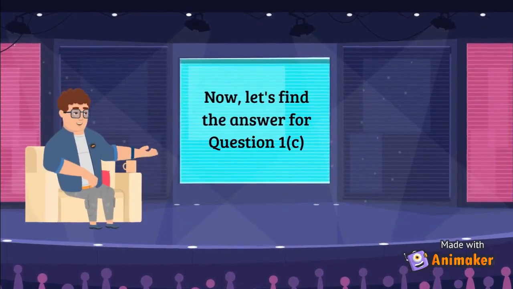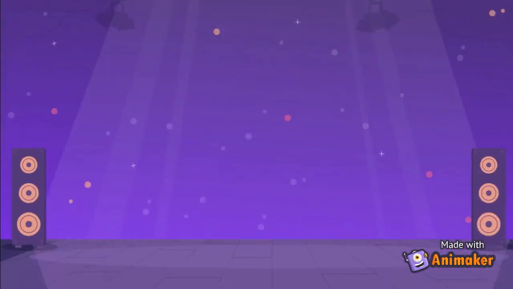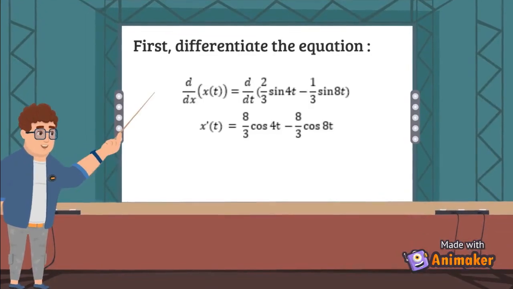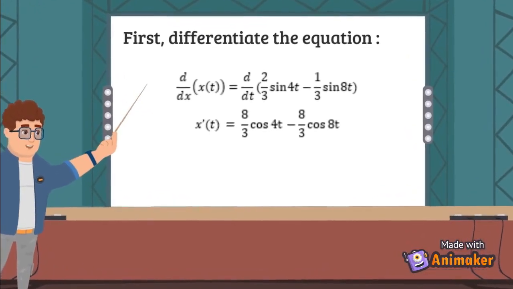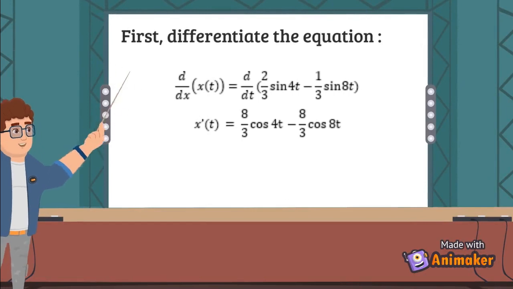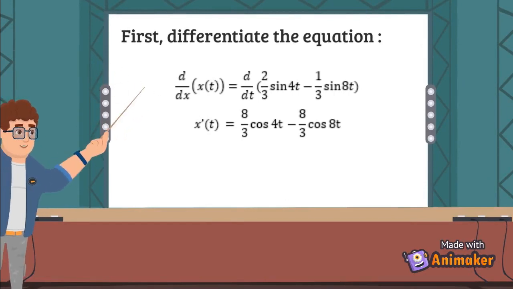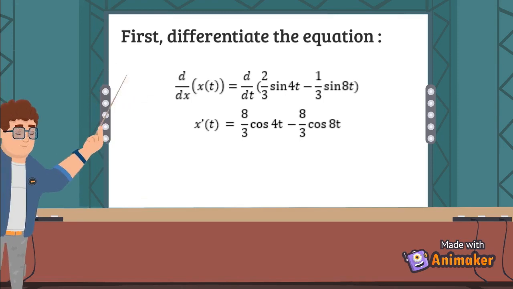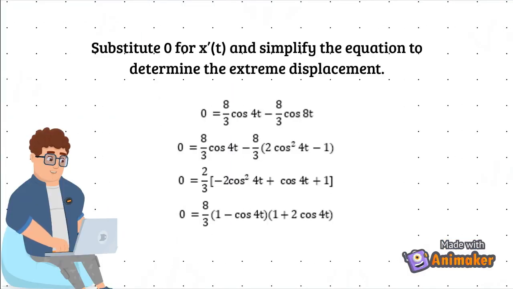Now, let's find the answer for question 1c. Question 1c is, at what times does the mass attain its extreme displacements? To answer the question, first, we need to differentiate the equation x(t) equals 2/3 sin 4t minus 1/3 sin 8t with respect to t to determine x prime(t). And we get x prime(t) equals 8/3 cos 4t minus 8/3 cos 8t. Next, substitute 0 for x prime(t), and simplify the equation to determine the extreme displacement. We will get 0 equal to 8/3 times (1 minus cos 4t) times (1 plus 2 cos 4t).